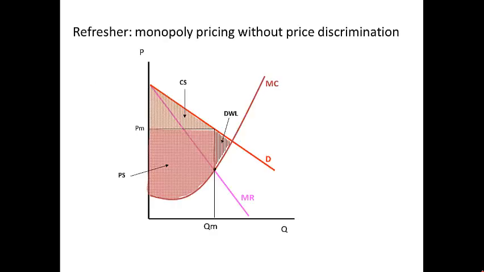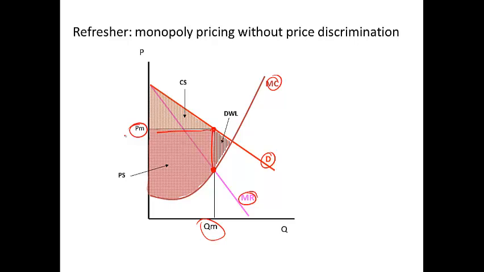Now, here's a quick refresher. This is just a picture of monopoly pricing without price discrimination, or just single price monopoly pricing. And as I'm sure we all remember, this firm has a downward sloping demand curve, there's D, and an associated marginal revenue curve that bisects the demand curve. This firm has a marginal cost curve, which you can see there as MC. The firm chooses the quantity of output where MC equals MR, and there's the profit maximizing quantity. It goes up to the demand curve to find that price, and there's the profit maximizing price.